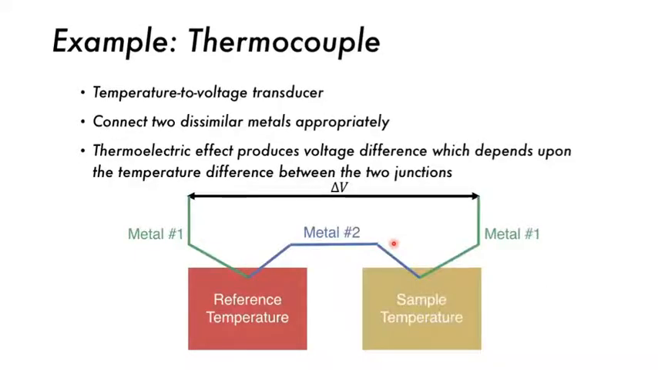So here's the thermocouple, the temperature to voltage transducer. That's what we talked about before. It connects two dissimilar metals, like so. So we've got metal 1, metal 2, metal 1. They're both connected to the sample. So metal 2 and metal 1 are connected at the same point in the sample.